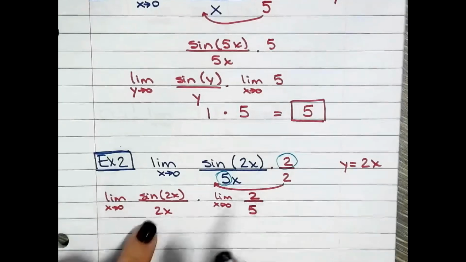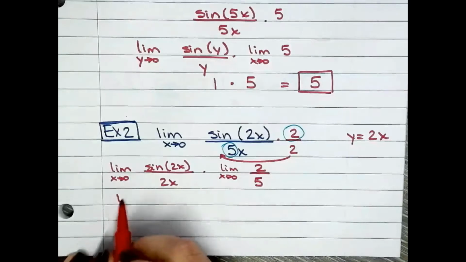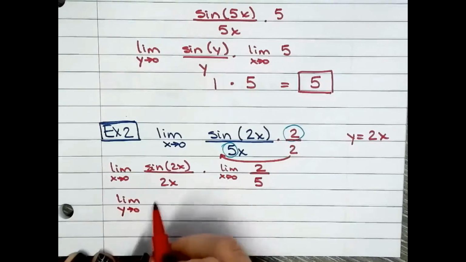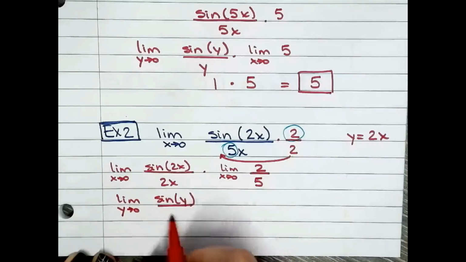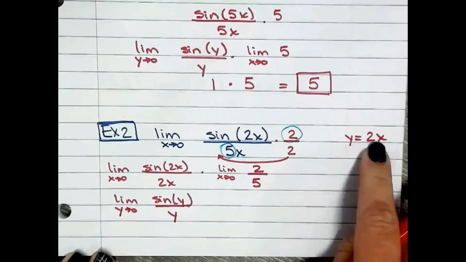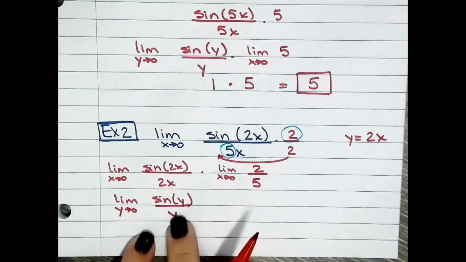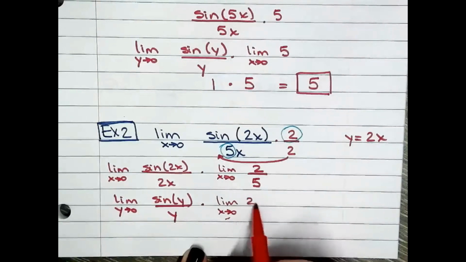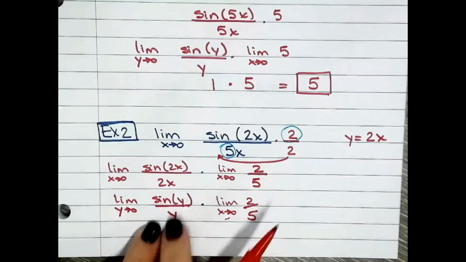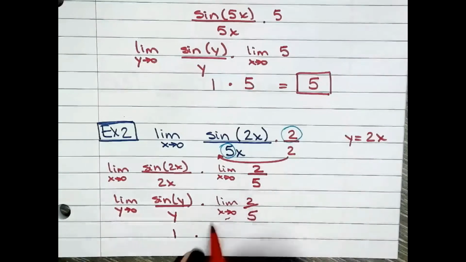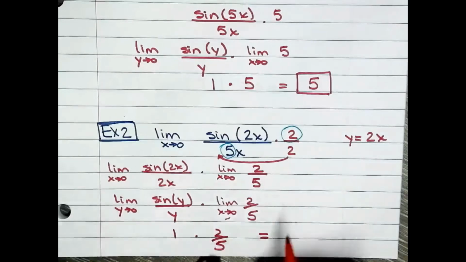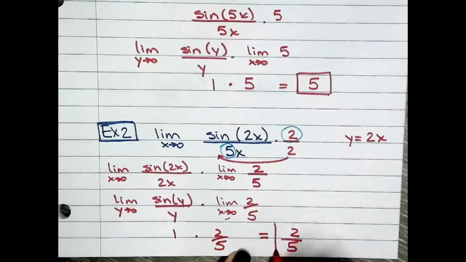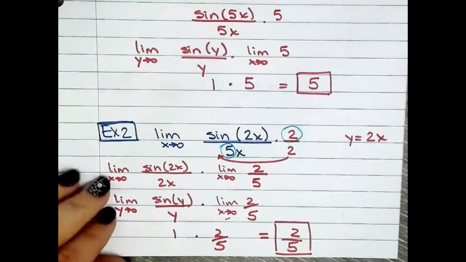At this point I can find the limit as y approaches 0 of sine of y over y, because I'm substituting 2x for y, and I know this equals 1. Then I'm just trying to find the limit of the constant, which equals the constant. So the limit of all this is just 2 over 5. Okay, so I know it's getting better.